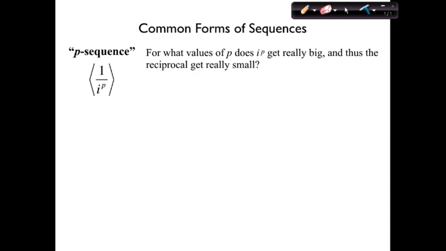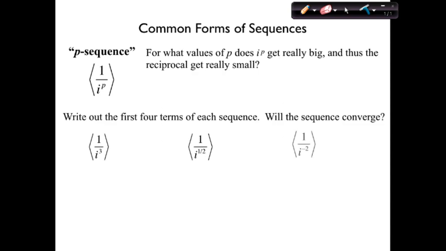So let's see here. Here are 3 examples. One over I cubed. Let's write out the first 4 terms. What are the first 4 terms of 1 over I cubed? 1 and what? 1/8, 1/27, etc. Converge or not? Yes, converges to 0.